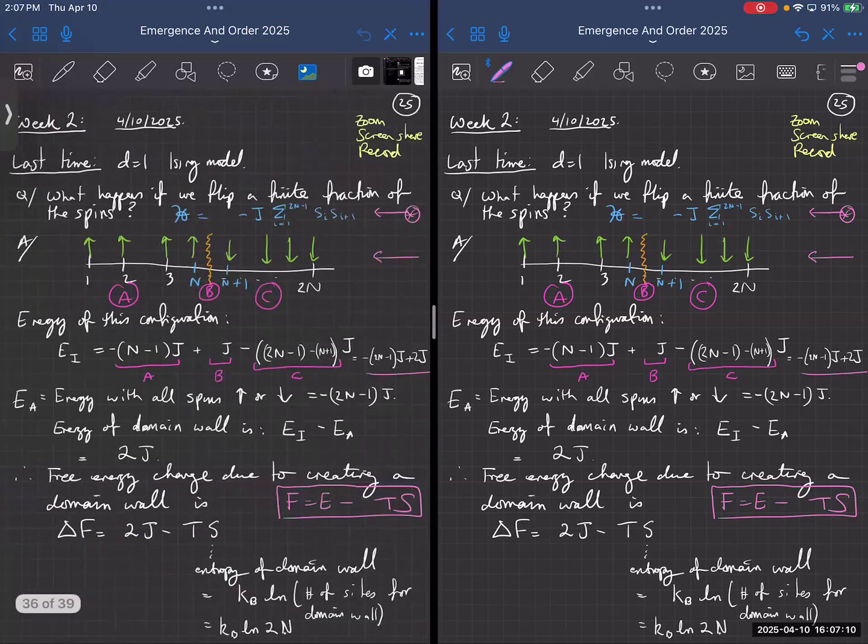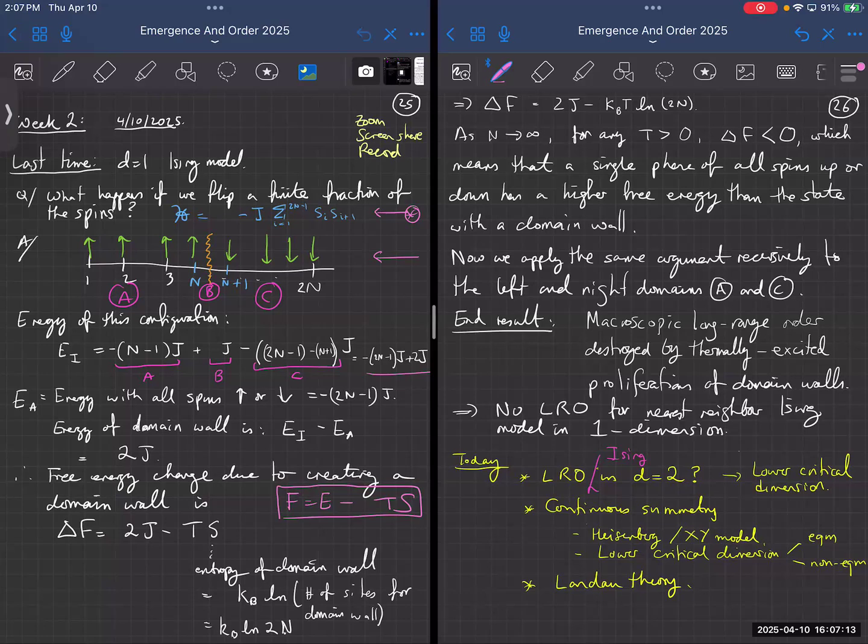And so what that means is that the total free energy change for sticking a domain wall in the system and flipping half the spins is 2J minus k_B T log 2n. Now, what we're interested in is what happens when the temperature is some non-zero number. So we're not at zero temperature. We're looking in the thermodynamic limit where the system is getting large. And you can see that if I have any temperature and I let n go to infinity, this term over here is going to be the one that dominates. It's going to be more negative than 2J is.